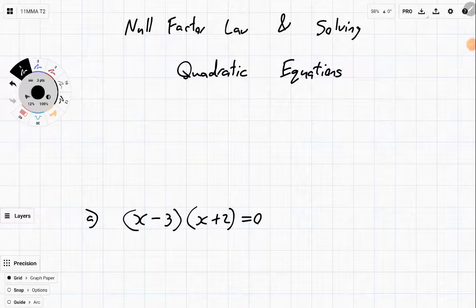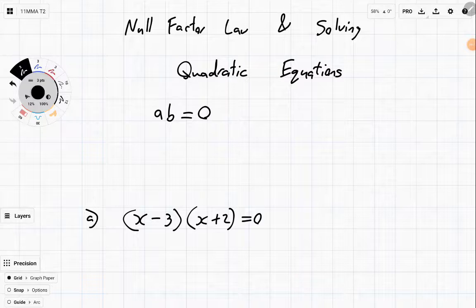Alrighty, so today we're going to be having a look at the null factor law and solving quadratic equations. And this is why factorizing is just such a powerful tool. What does null factor law say? Well, if I have a times b, let's write that as ab is equal to 0, then what can we say about a and b if I know that a times b equals 0?